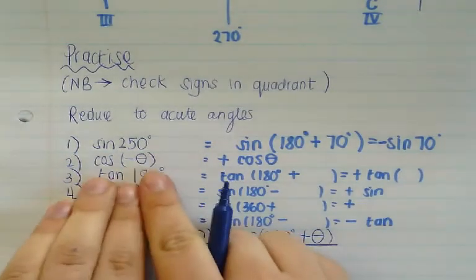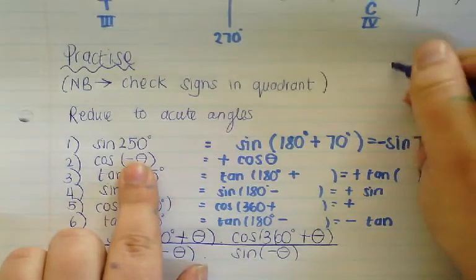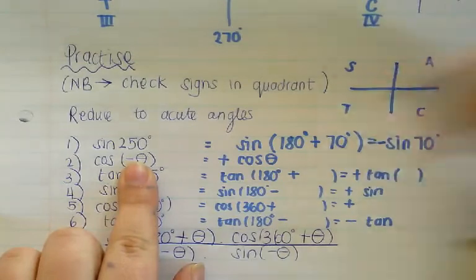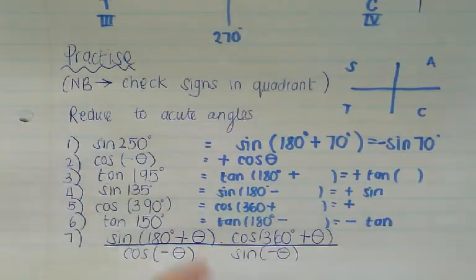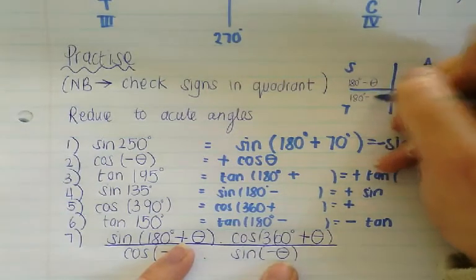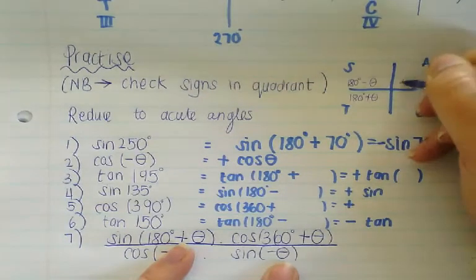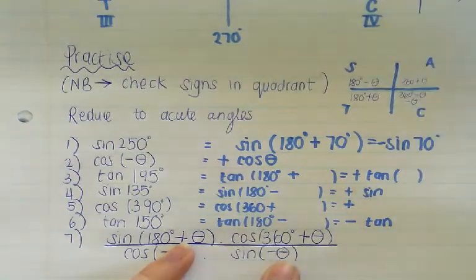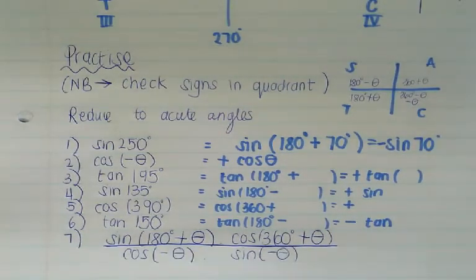So, negative theta is in my fourth quadrant, so I'm even going to draw a little quadrant for myself here. A little CAST diagram. I know I'm writing smaller, thinner pen. This would be 180 minus theta, 180 plus theta, 360 plus theta, 360 minus theta, or minus theta. Okay, so when I do this kind of question, I'm always going to draw that for myself, because I'm always going to keep double checking everything according to that CAST and reduction plane.